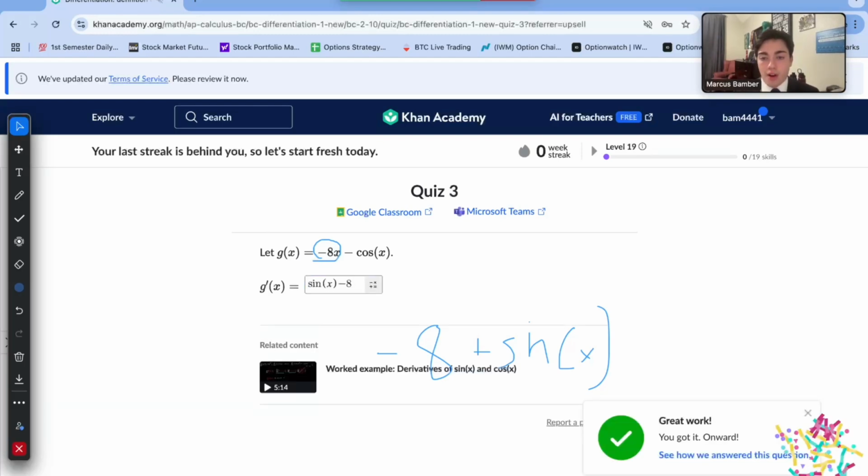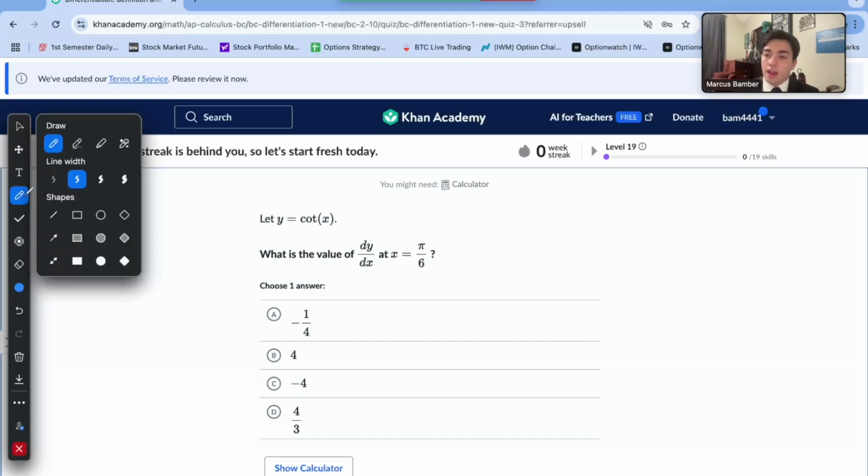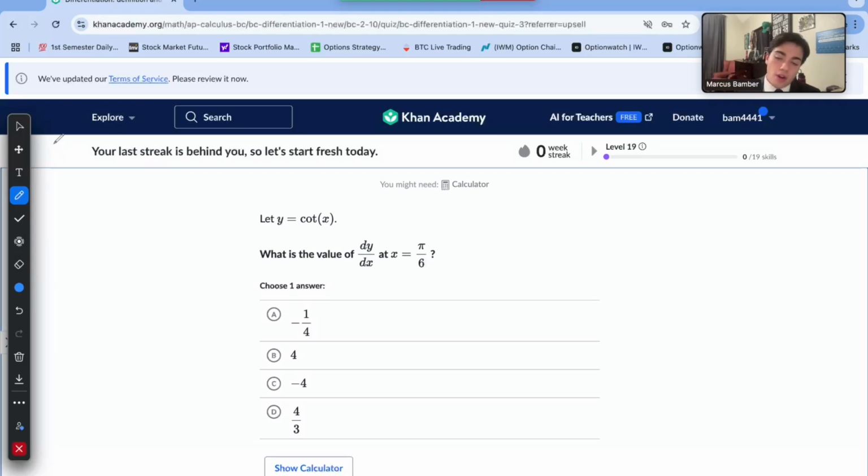Whichever way is preferable. Okay, last question. We're going to evaluate the derivative of cotangent of x at x equal to pi over 6. So we can either memorize the cotangent derivative, or let's say we're stuck in a testing situation and we don't know how to figure this out. Well, let's just say for this example, you forgot how to do the cotangent of x derivative.